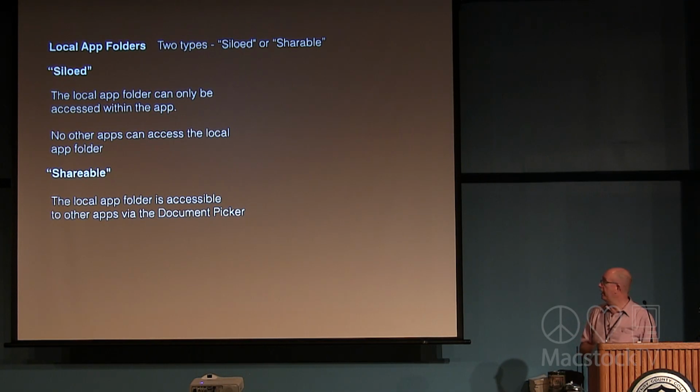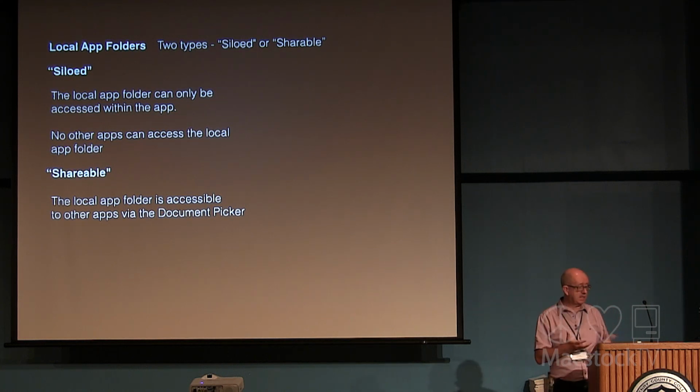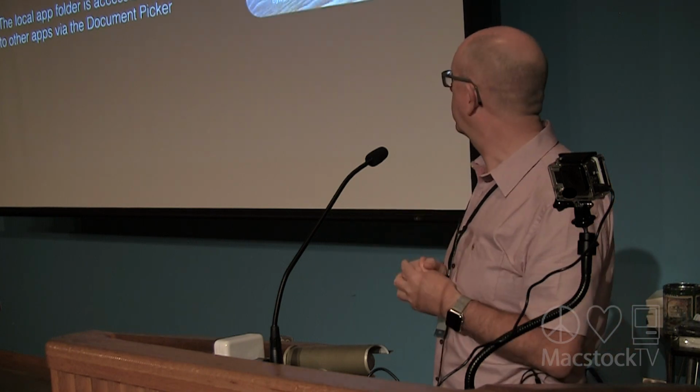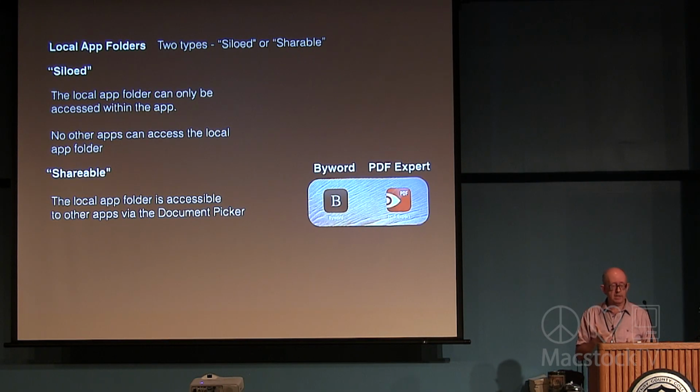Then you have shareable. And this is where the local app folder is accessible to other apps via the document picker. And this is the bit where people get confused as to, what's this document picker? What are document providers? There's a whole terminology that we need to explain. So I'm going to use 2 apps to sort of give you a flavor of how this works.